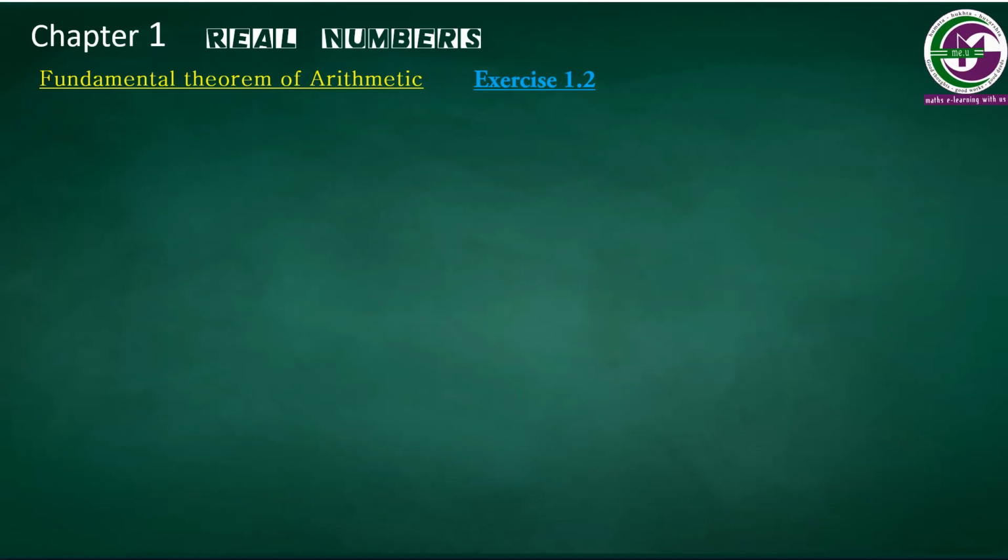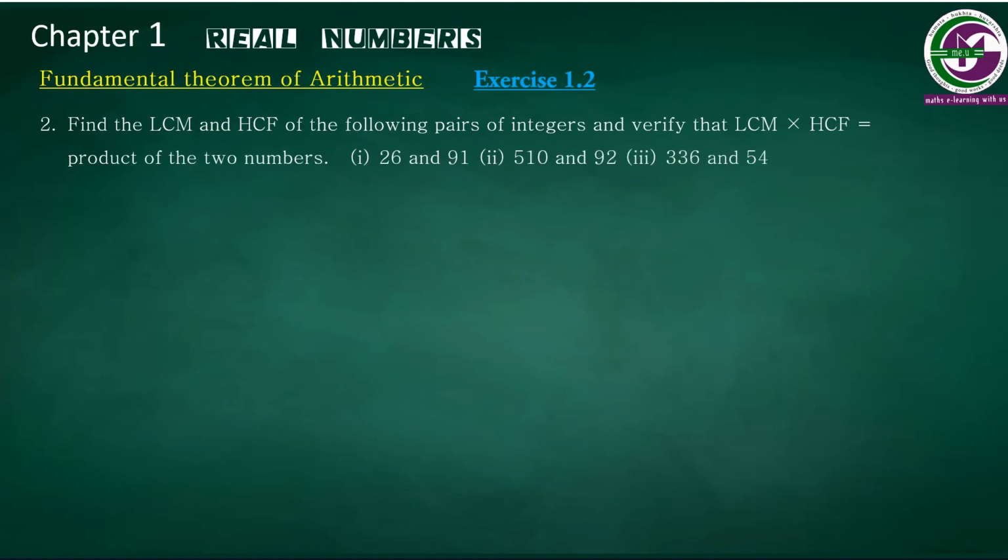Now we'll move on to the second question of exercise 1.2. Find the LCM and HCF of the following pairs of integers and verify that LCM times HCF equals product of the two numbers. So there are three sub questions. Here we need to find LCM and HCF and verify this relation: LCM times HCF equals product of the two numbers. 26 and 91. So we'll take the prime factorization of 26.